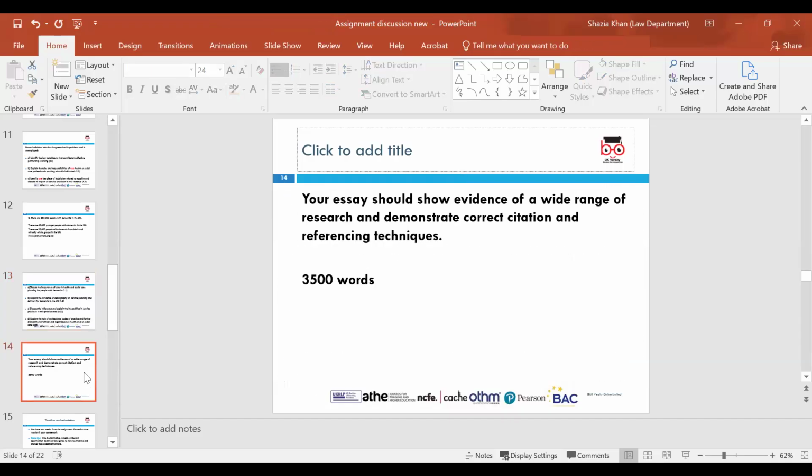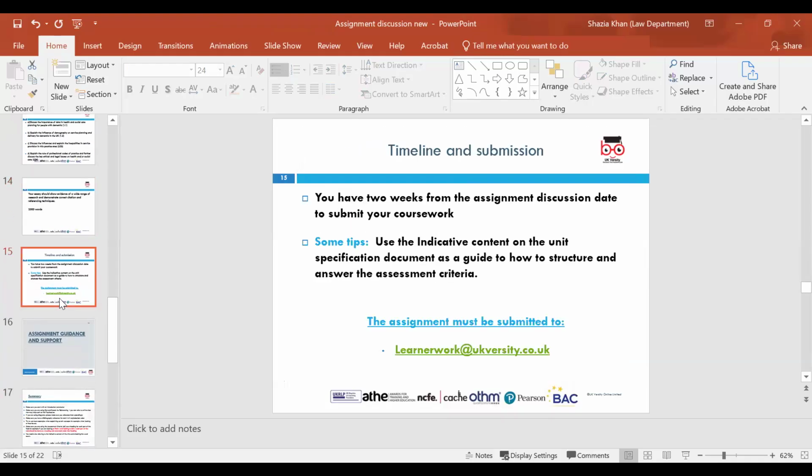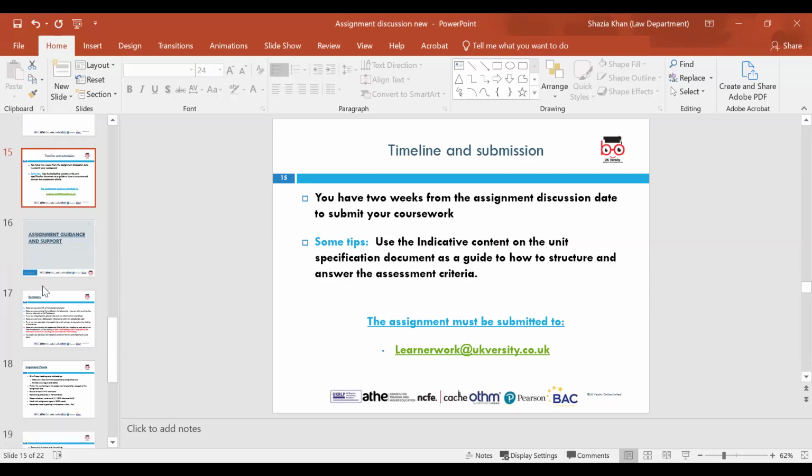Okay. Your essay will show wide evidence of research, and it's 3,000 up to 3,500, okay? So timeline and submission: you have 2 weeks to do it from the assignment discussion date, which is today. You use the indicative content and specification as a guide to help you structure. The assignment must be submitted to learnerwork@ukvarsity.co.uk. Any questions before we go through assignment guidance?